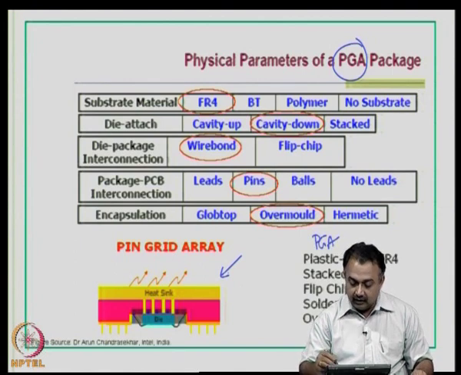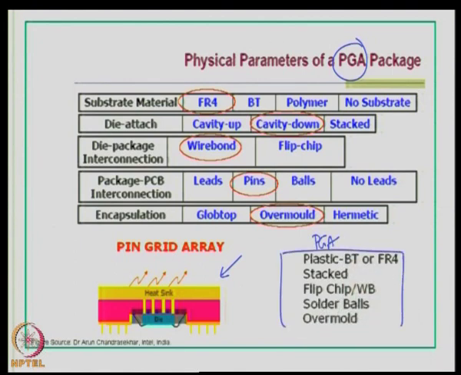Similarly, if you look at this particular clue that we have here as a quiz, if I ask you to identify from this given information, that is, there is a substrate material which is plastic, then there is a stacked die attach configuration. The third one, flip chip or wire bond could be used. For example, let us assume it is flip chip. The fourth one, package to PCB interconnection, is solder balls. The fifth one, it is an over mold. You must be able to identify what package it is.